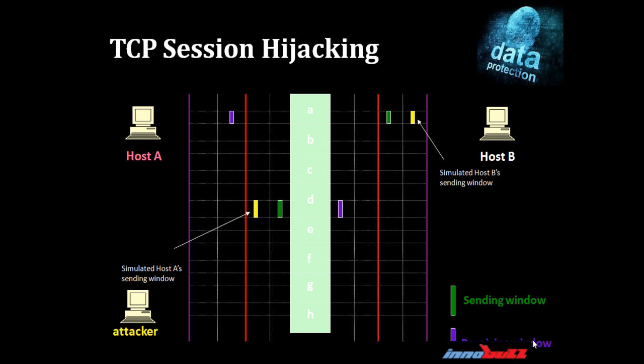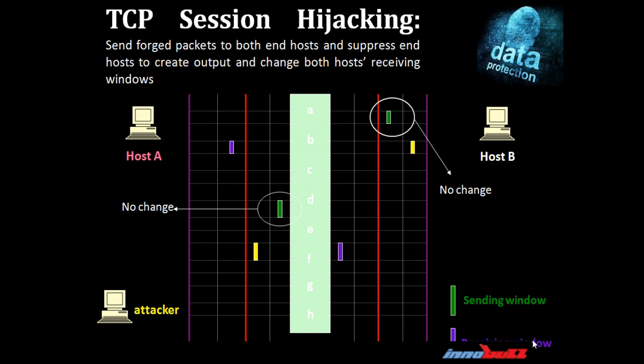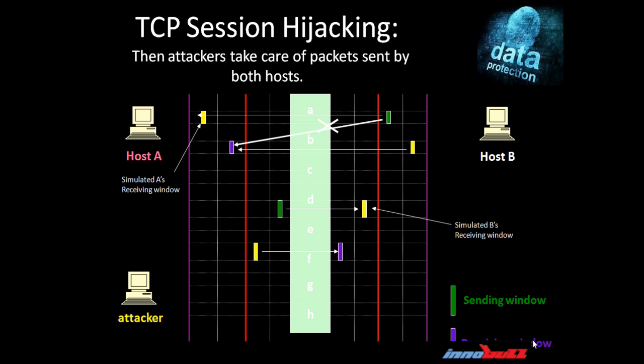Further into the connection, the attacker simulates the host A's sending window and the host B's receiving window, thereby getting a hold of the connection details. The simulated windows start transferring data within themselves, thereby maintaining the session, and the attacker sends forced packets to both end hosts to suppress them, and thereby maintains the session on its own. It is shown here that host A's packets are sent to the simulated receiving window of host B, and B's packets are received by the simulated receiving window of A, while the attacker keeps suppressing the hosts.